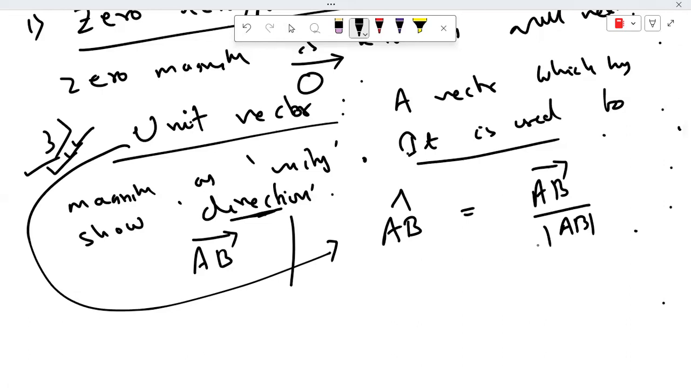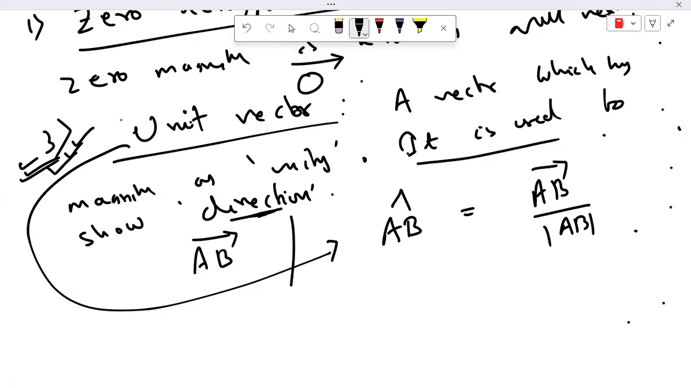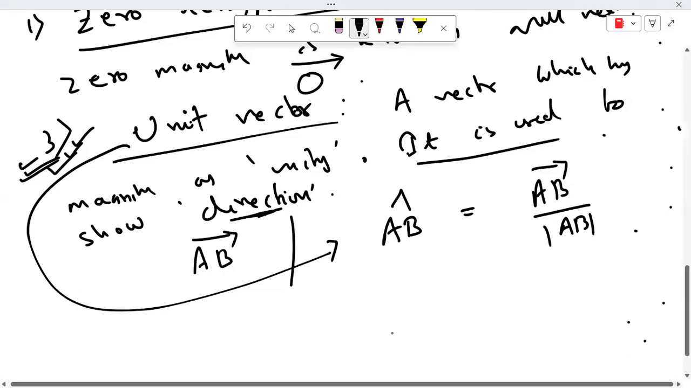Okay. Please remember this thing. It will be very useful in a lot of questions. Whenever somebody asks you to find a vector in a specific direction, remember to use a unit vector. Okay. Note it down.